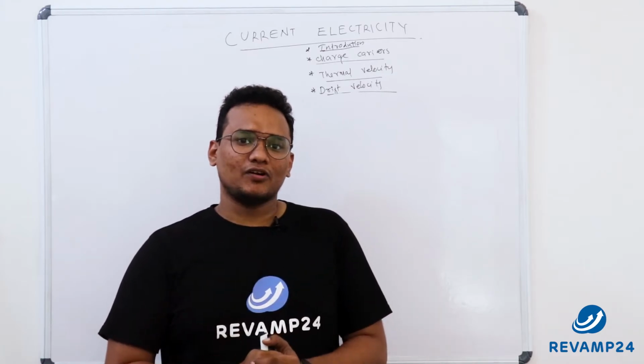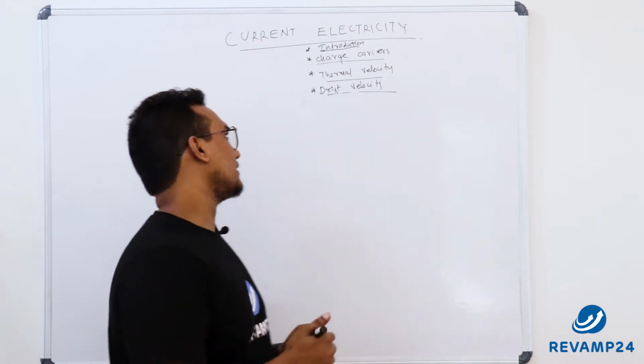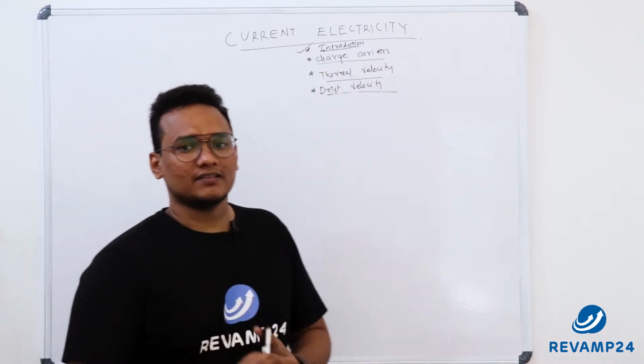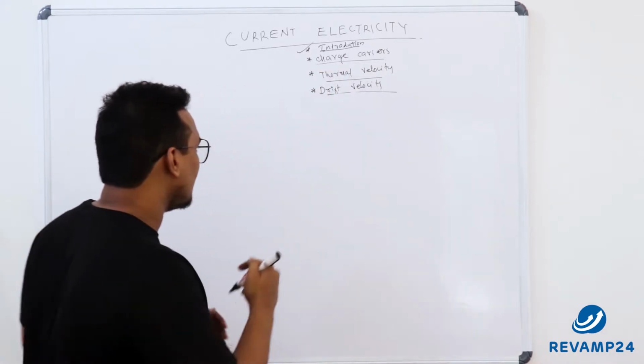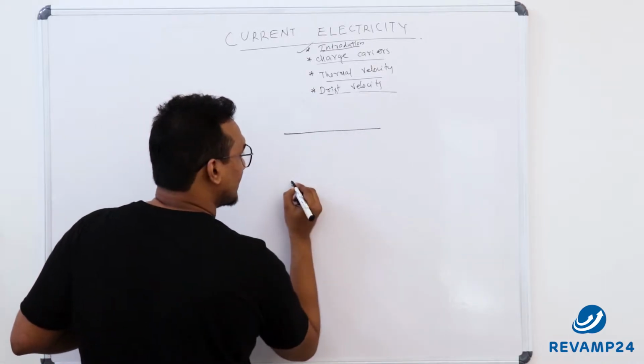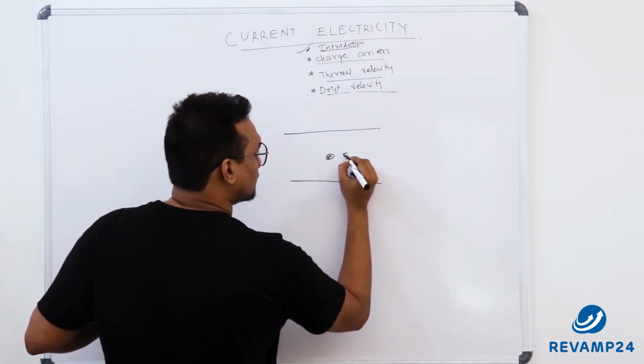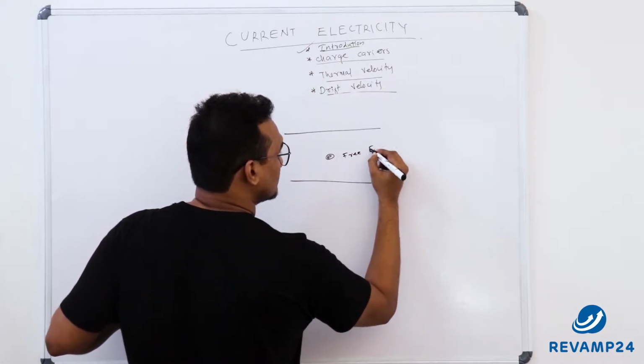In the previous video, we have covered the introduction part from current electricity. Now I will explain about charge carriers. In conductors, what are the charge carriers? Charge carriers are free electrons. I will explain what is a free electron.